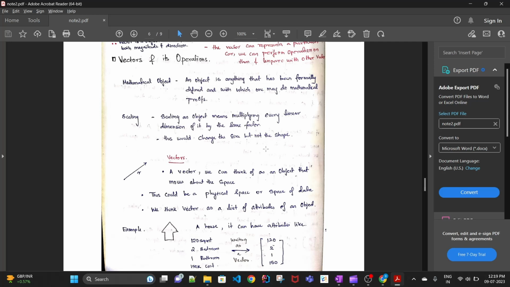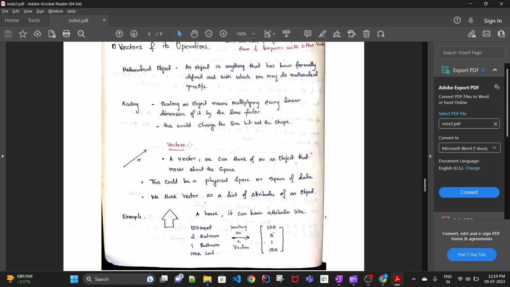So in this lecture, we will understand about vectors and their operations. So far we saw what vectors are, and now let's go more into understanding with an example of what exactly a vector can be in real time and what are the operations that can be performed on it.